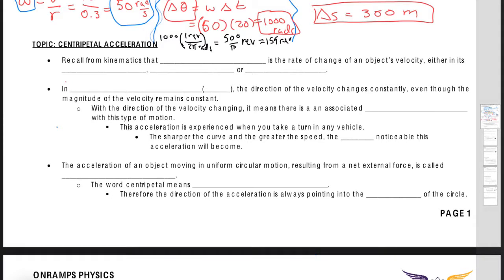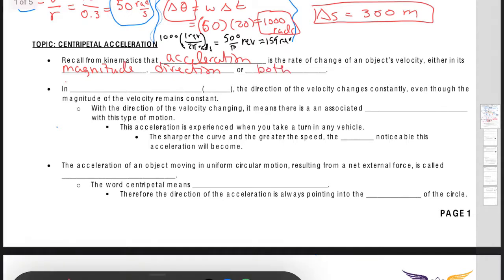Recall from kinematics that acceleration is the rate of change of an object's velocity. So what's really going to change about that object? Well, the magnitude of the velocity can change. We speed it up, we slow it down. The direction of the velocity could change, or you can change both.